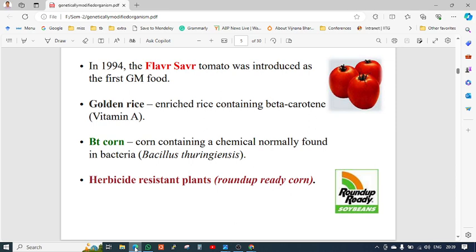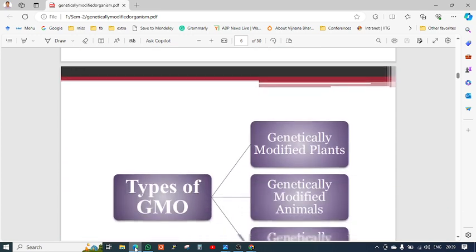Herbicide resistant plants, Roundup Ready corn. Roundup is a chemical substance which can be given to kill weeds. So Roundup Ready corn means we do not utilize this chemical herbicide, but we can insert the properties of Roundup into the gene of some plants, so that they can act as herbicide. So these are the different GMOs.